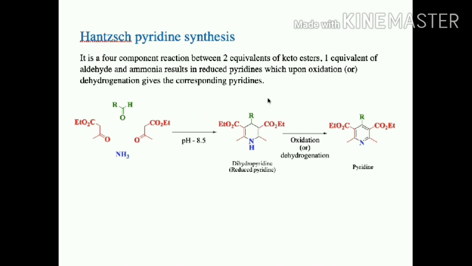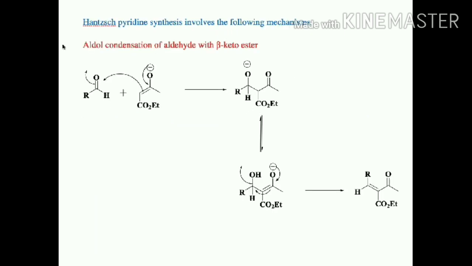So this is Hantzsch pyridine synthesis. The mechanism of Hantzsch pyridine synthesis involves the following types of reactions. First reaction is aldol condensation of aldehyde with beta keto ester. So it is a condensation reaction, where beta keto ester is going to react with the aldehyde with loss of a water molecule, and it is going to form this intermediate. This is the first intermediate, that is alpha beta unsaturated beta keto ester.